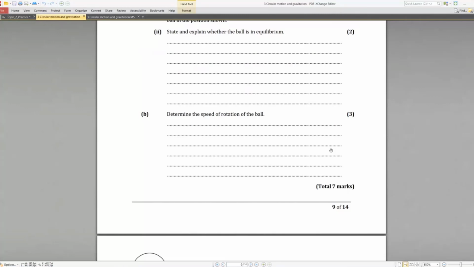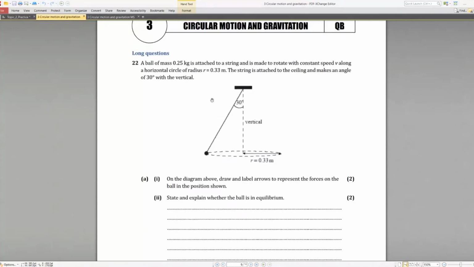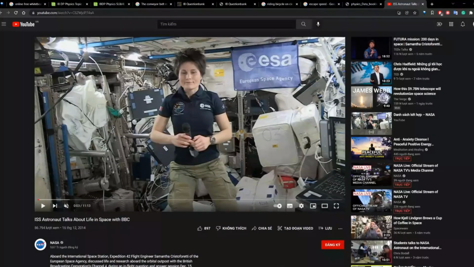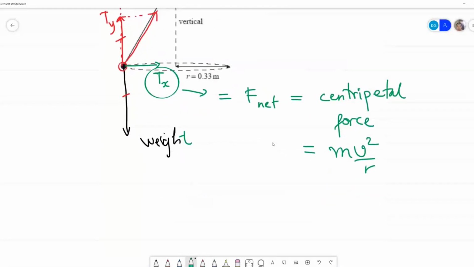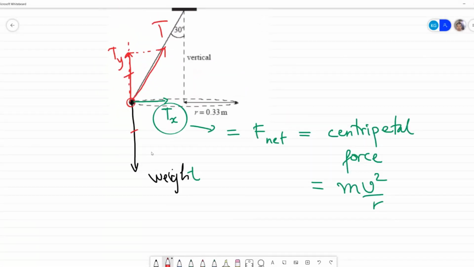There's no angular velocity or something. So make an angle. In B, you need to use the information about the angle here, 30 degrees. So you can determine the component of the horizontal force, which is the centrifugal force. Tx here is the centrifugal force, and it will be equal to the tension multiplied with sine of 30 degrees.